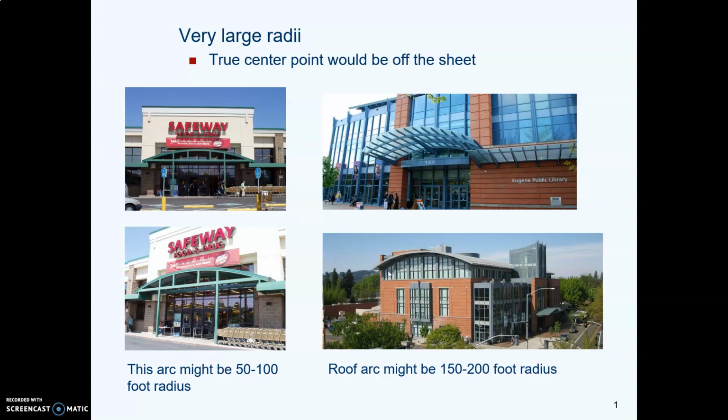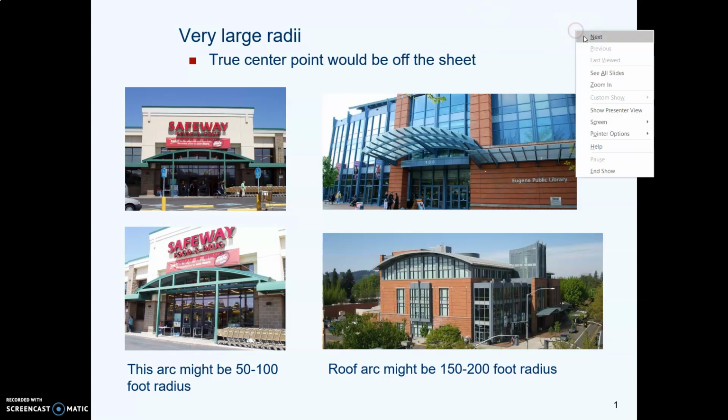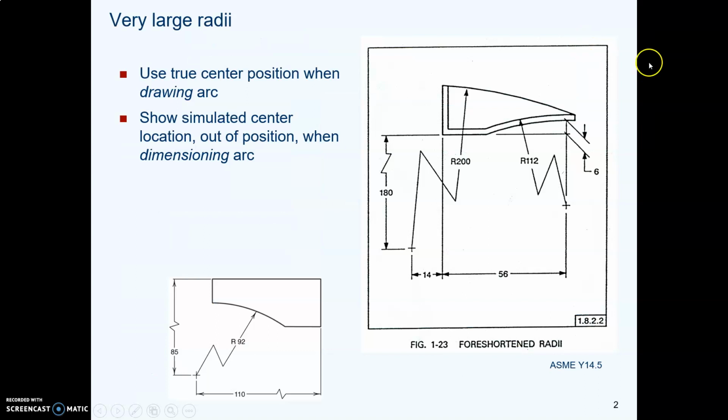the center line for this arc is going to be far away. So you are not going to be able to dimension this thing on a piece of paper unless you shrink it down to a teeny tiny scale, which is not very practical. So what do we do? ASME gives us this solution.